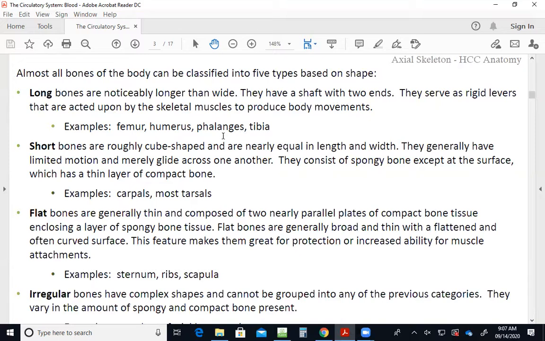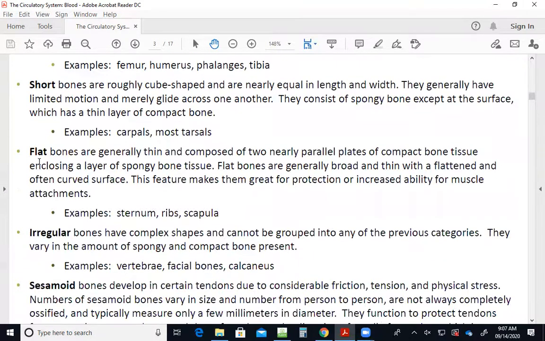You might know where your phalanges are? Fingers and toes, good. What about your tibia? You might know where that's at? It's your lower leg, that's your shin bone. Okay, big, strong lower leg bone.